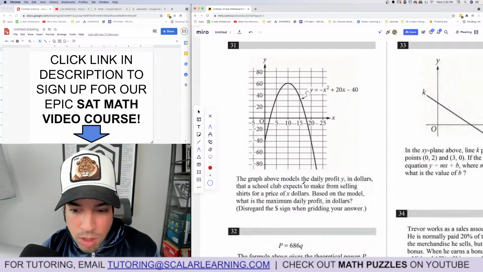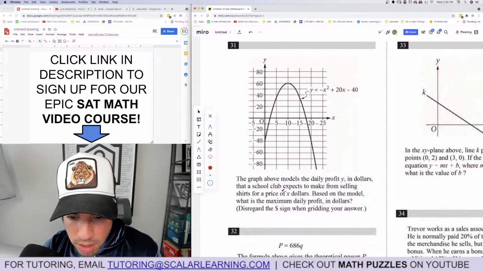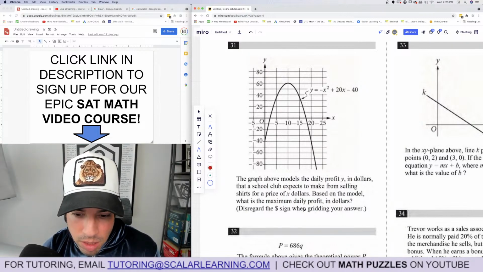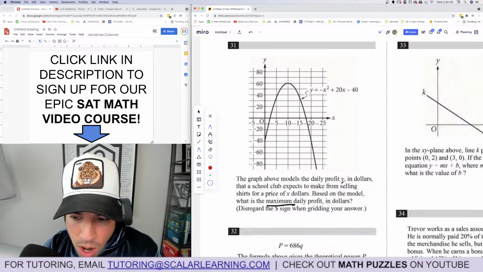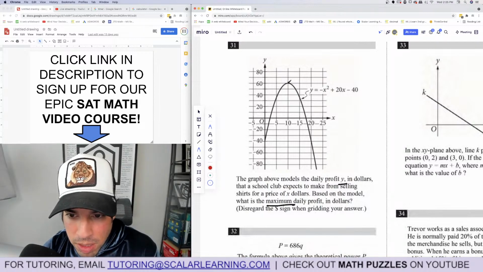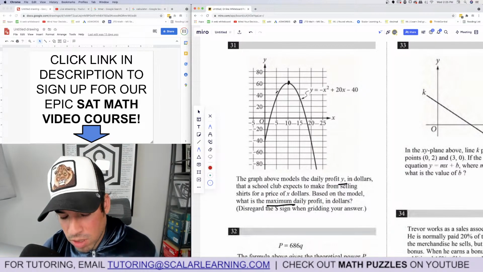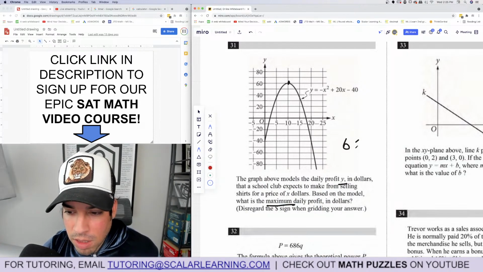Let's go. The graph above models the daily profit Y in dollars that a school club expects to make from selling shirts for a price of X dollars. Great. Based on the model, what is the maximum daily profit? And Y is the profit. So the max would be the apex or the vertex or whatever. So it's 60. That's it.